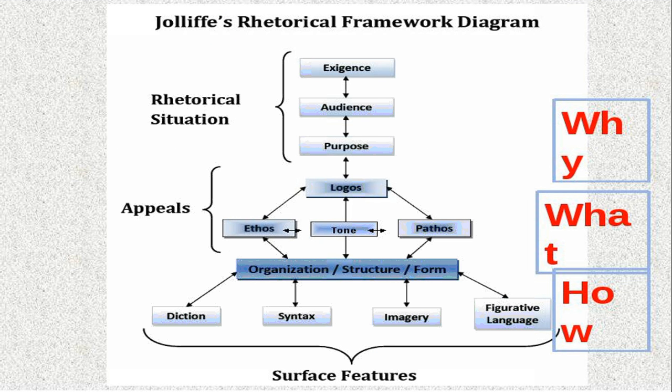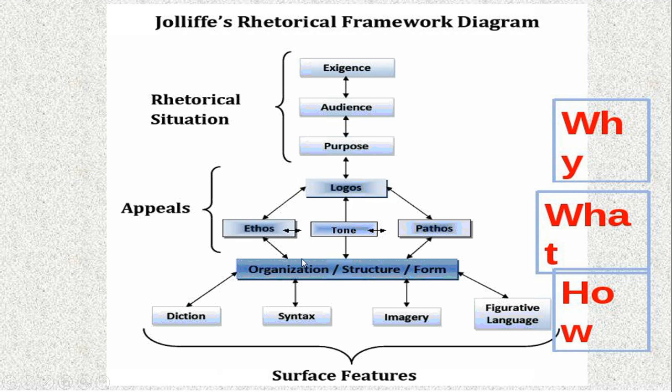Now, this is Holy's rhetorical framework diagram, and the whole idea of this framework is to allow you, as the writer, to address the 3 questions on that right-hand margin. We first start by analyzing how a piece is structured. That's where you get your diction, syntax, imagery, and figurative language. But all of these are dependent on how I organize or structure. This is all surface. This is what we see when we just look. It's how it was made.